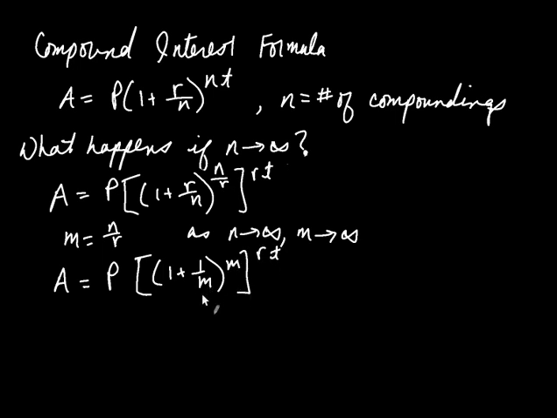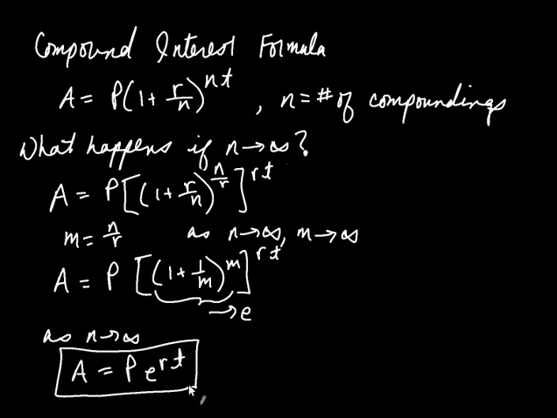So as n goes to infinity, m goes to infinity. Now what's happening to this as m gets large? This whole thing, right, that goes to e. That's what we talked about on the previous page, that expression goes to e. And that means this whole thing, as n goes to infinity, A is heading towards P e to the rt. And this formula is the compound interest formula if you're compounding continuously.